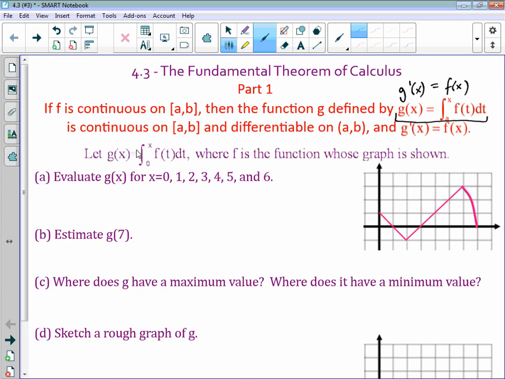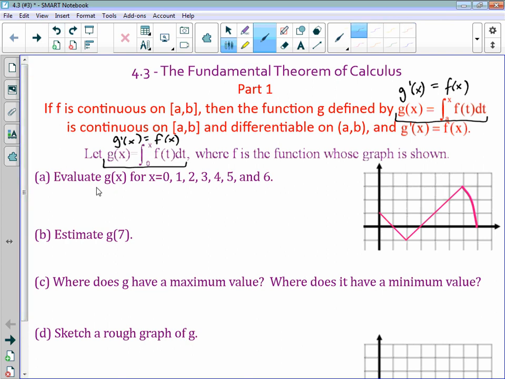So here it says, let g of x actually equal this. So we would write that as g prime of x is equal to f of x. And the thing that you have to be careful of here is that the x is on the top. If the x is not on the top, you can't do that direct substitution. Okay, if it's like a 2x up there, you will have to apply the chain rule, those type of things, but we'll see that later on here.